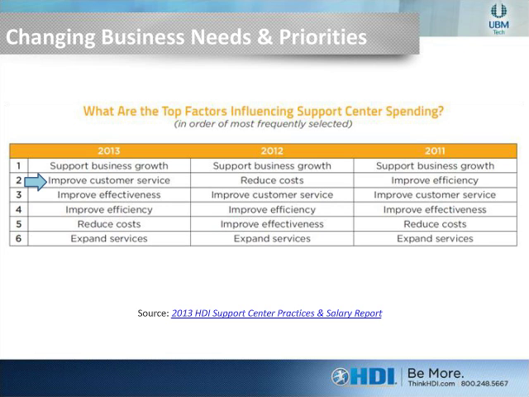And we talked a little bit earlier about customer experience. Improving customer service is number 2, right behind supporting business growth, in spending priorities, as opposed to where it was a couple of years ago. Now, reducing costs has dropped from number 2 two years ago to number 5. So reducing costs is less of an issue. Improving customer service is more of an issue.